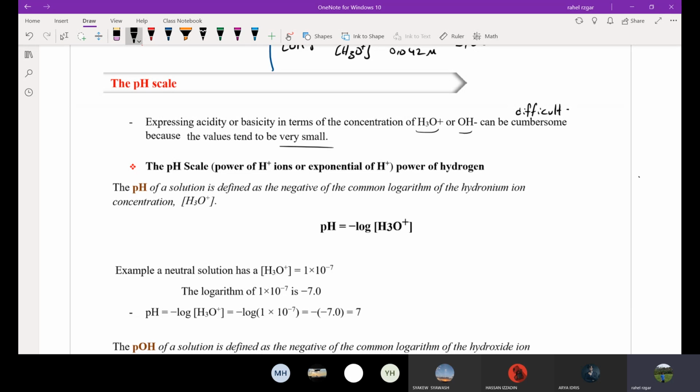What is used instead of using only the concentration of H3O and OH? pH. Where does pH come from? Power of hydrogen, or exponential of H. All of those can be used.